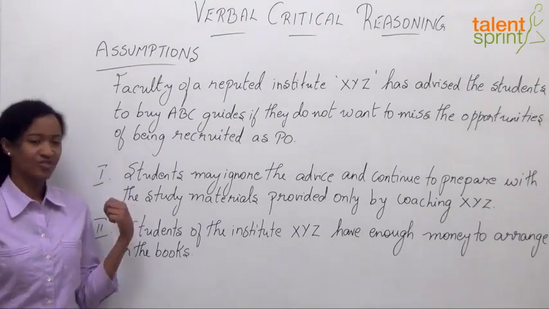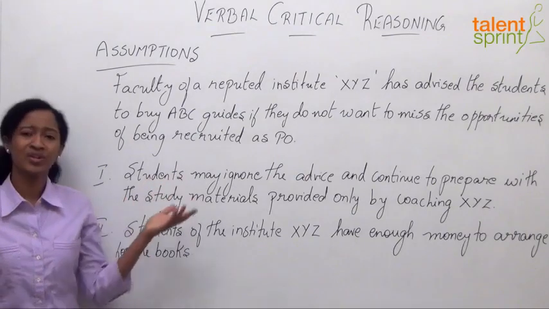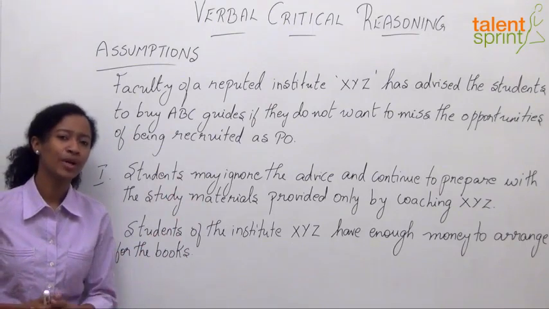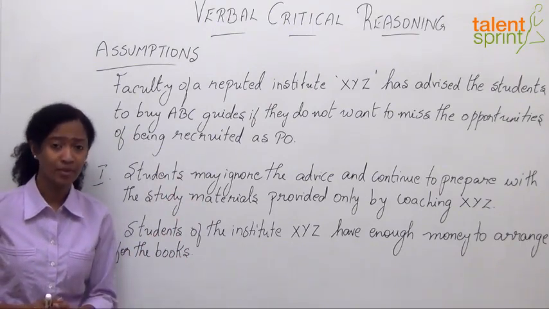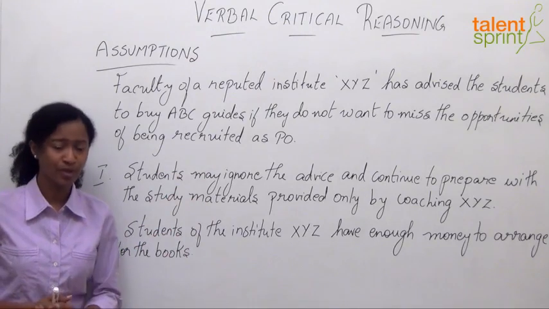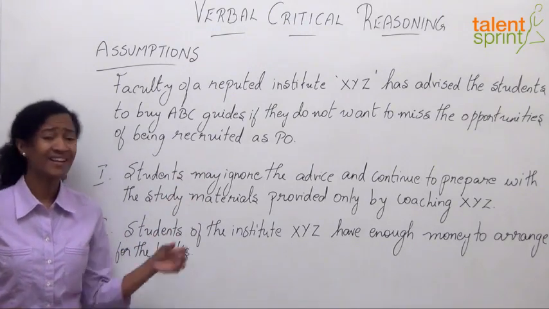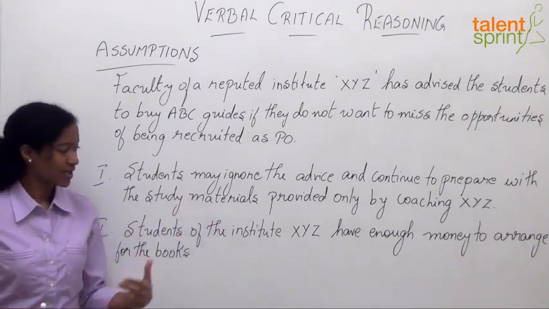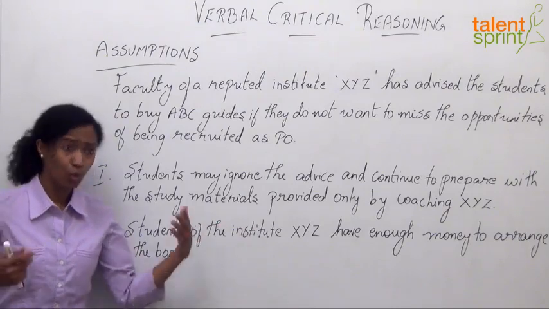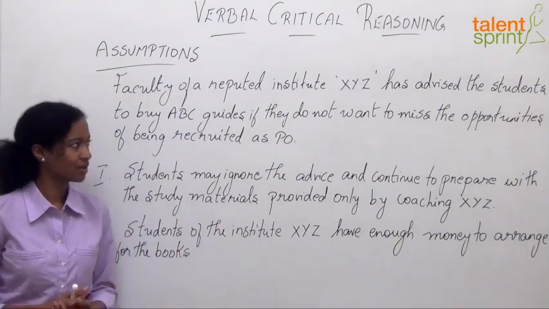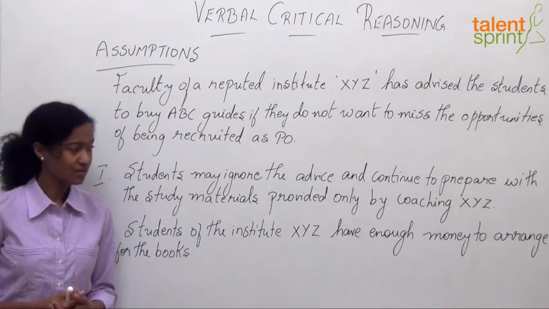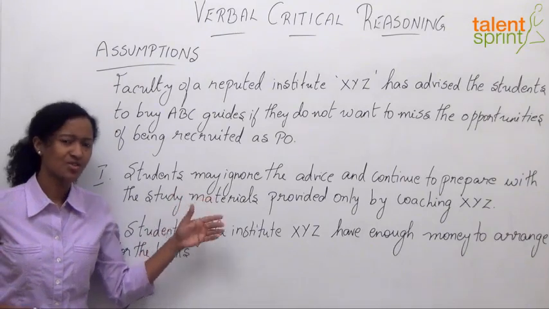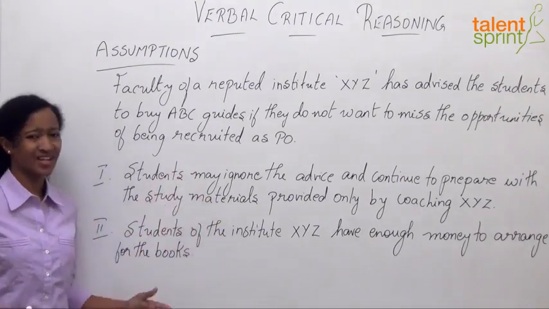Let's look at our first assumption. Now this is a reputed institute, right? So if a faculty tells you such and such books will help you do well in the exam, and you'll have higher chances of performing well, why would you ignore the advice? Very unlikely that the students would ignore the advice, right? Of course, they're going to prepare with the study materials provided, but not necessarily only by this particular coaching center, right? So it's very unlikely that this will happen. So this assumption is not understood or implied from the statement. Let's move to the second assumption.